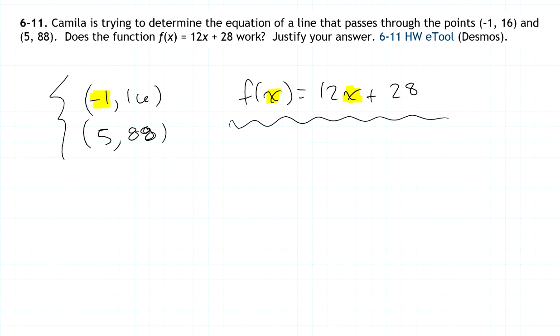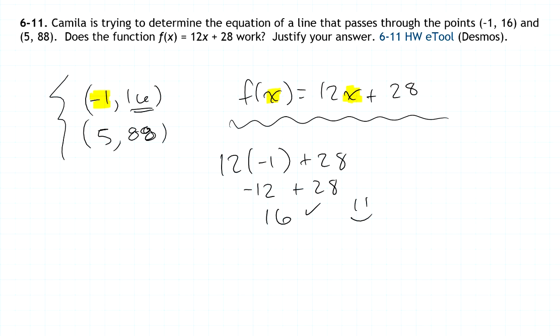So if I want to check this, I'm going to put in -1 for x. So that looks like 12 times -1, and then plus 28, which is -12 plus 28, and if I combine -12 and 28, I get 16, which is great, right? This is exactly the value that it should be. This function takes -1 and it gives me 16. So it works for the first point.